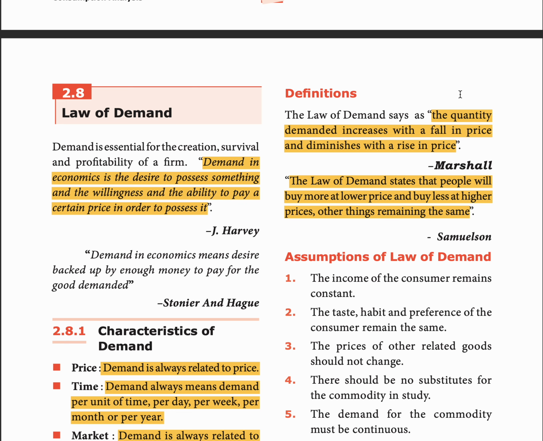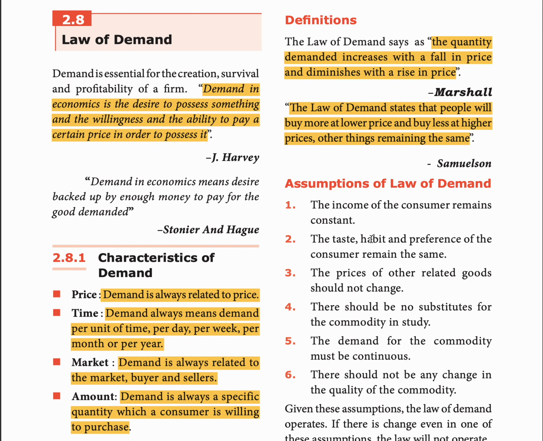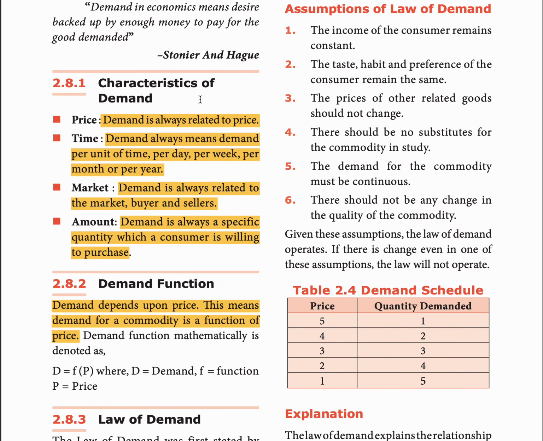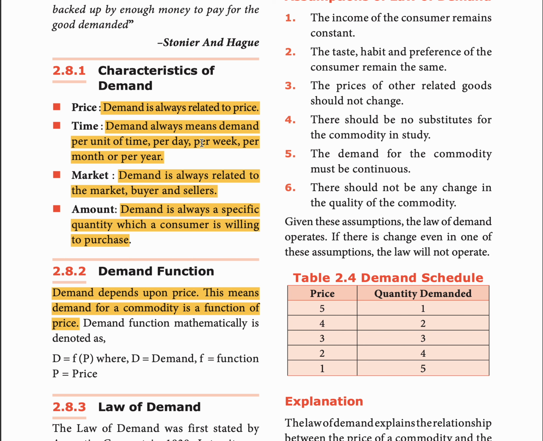Now, friends, let's understand what the law of demand is. As G. Harvey says, demand in economics is the desire to possess something and the willingness and ability to pay a certain price in order to possess it. These are some of the characteristics of demand. Demand is related to price. Demand always means demand per unit time, per day, per week. Demand is always related to market buyers and sellers. Demand is always a specific quantity which a consumer is willing to purchase.